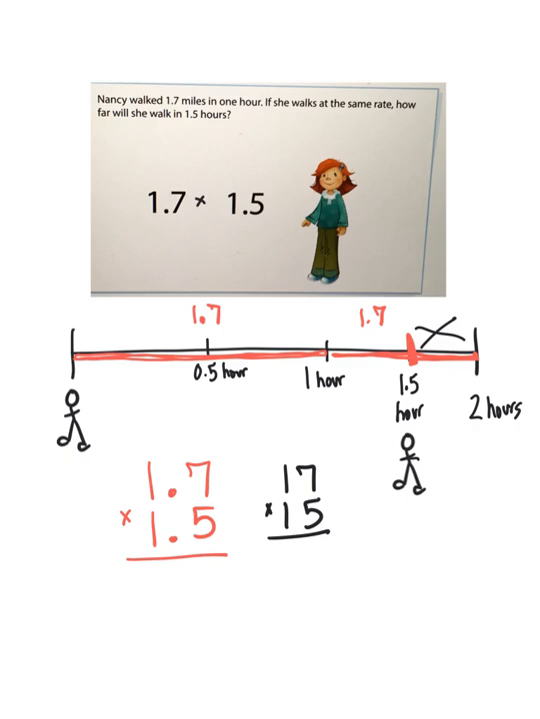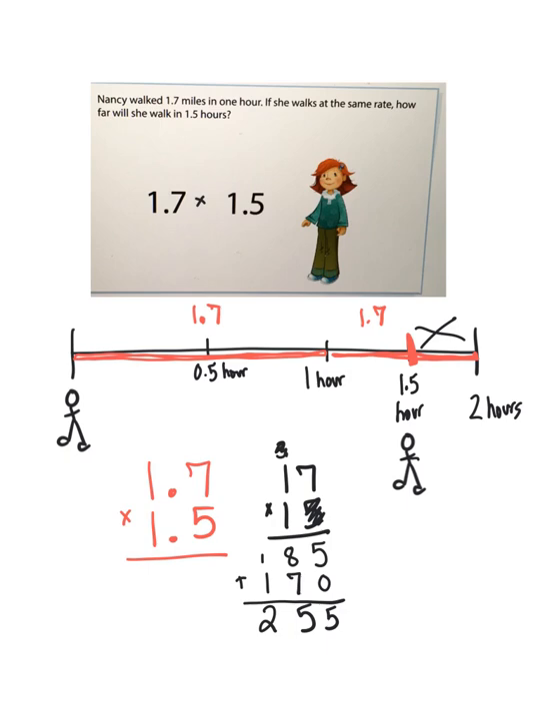Let's see, 5 times 7 is 35. 5 times 1 is 5, plus 3 more is 8. Put a 0 here to hold my place. I'm done with my ones. I'm done carrying that. 1 times 7 is 7, and 1 times 1 is 1. Now I need to add my partial products. And that gives me 255.